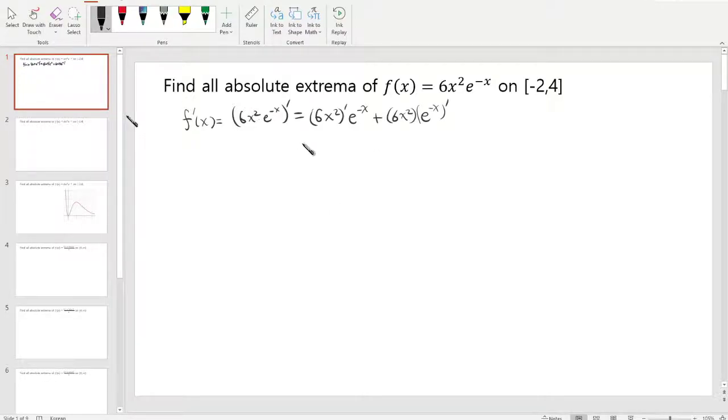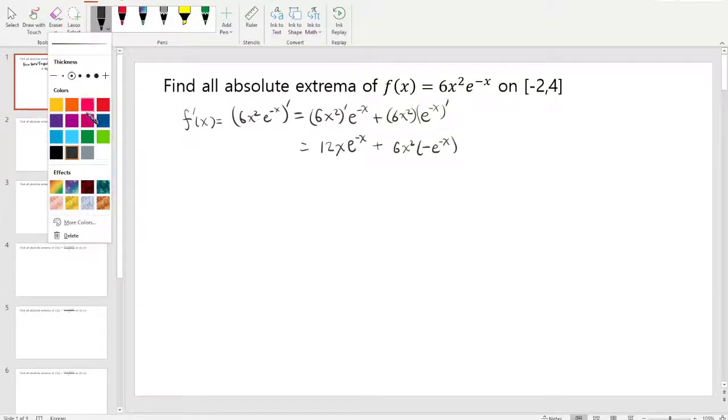And then 6x squared, x squared differentiates to 2x. 2 times 6 will be 12x. So it's 12x, and then e to the negative x. Plus, and here you have 6x squared, and the derivative of e to the negative x is negative e to the negative x. Now, why is that? Let me just make a quick remark there.